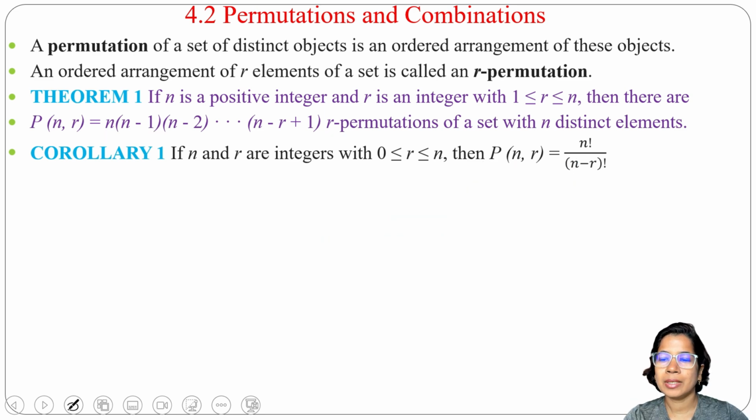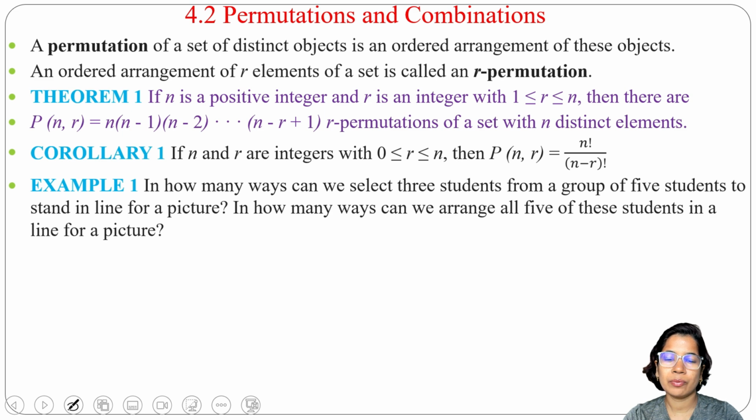Let's see one example. Example 1. In how many ways can we select 3 students from a group of 5 students to stand in a line for a picture? In how many ways can we arrange all 5 of the students in a line for a picture? Two questions in example 1. First one, in how many ways can we stand 3 students from 5 students? Then second one, in how many ways can we arrange all 5 students? So 3 students from 5 students.